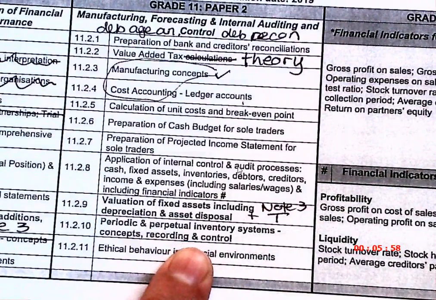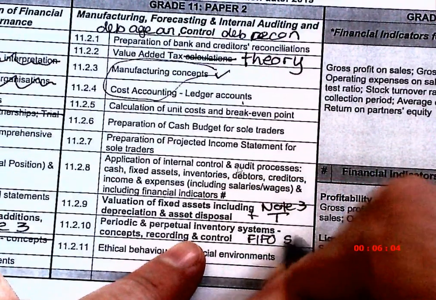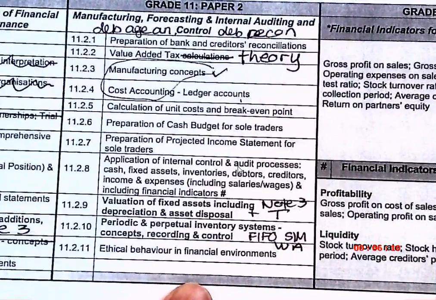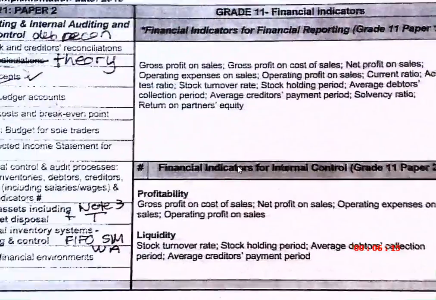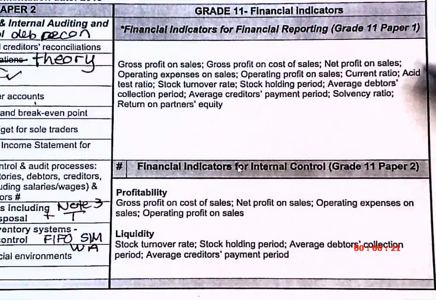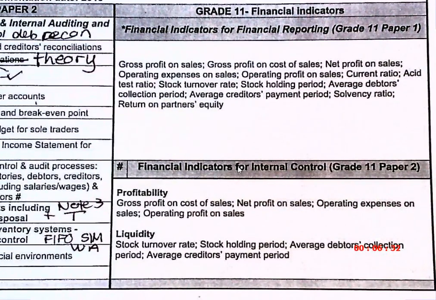Periodic and perpetual, that's what we've done. And then we've added now FIFO, SIM, weighted average, and then ethical behavior. Okay? Please take note. They talk here, they say, this is the ratios you need to know for paper 1, but there are some of those ratios that you also need to know for paper 2. And that's usually your ratios to do with debtors, creditors, and stock. Okay.